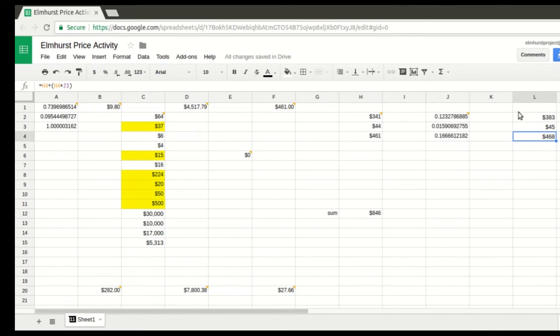$27.66. Because these were short positions, we see the gains in column J. Each has made a profit to collect in column L should traders close their positions. And $341 and $44 were derivatives, and $461, including shares, were multiples.